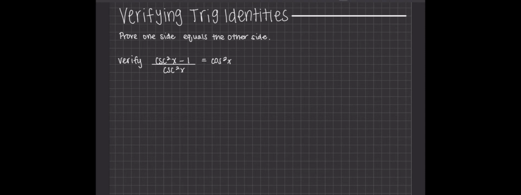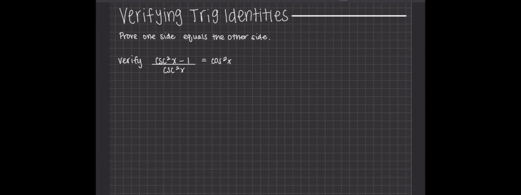If you don't already have your identities right next to you, I suggest that you have them to refer back and forth to while we are proving some trig identities. So let's go ahead and talk about what it means to verify trig identities.